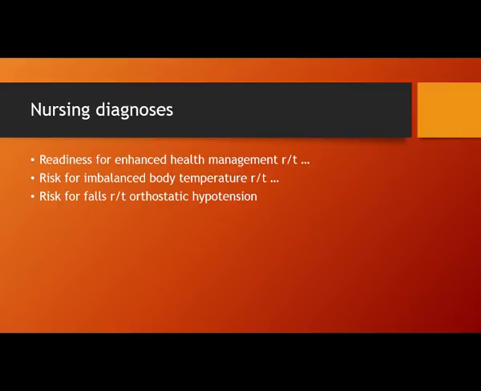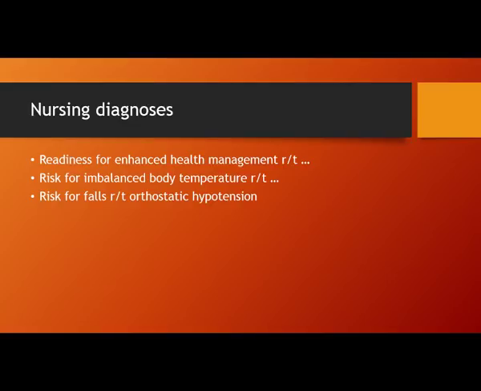Or we could have risk for imbalanced body temperature, related to, say, exposure to extreme temperatures. Say we learn that the guy is working construction, and he works throughout the year in construction, and he mentions that he got frostbite once. So we would diagnose him with risk for imbalanced body temperature related to occupation and extreme temperature exposure.